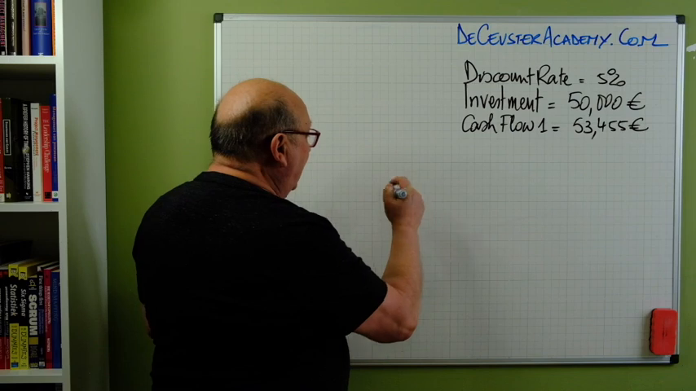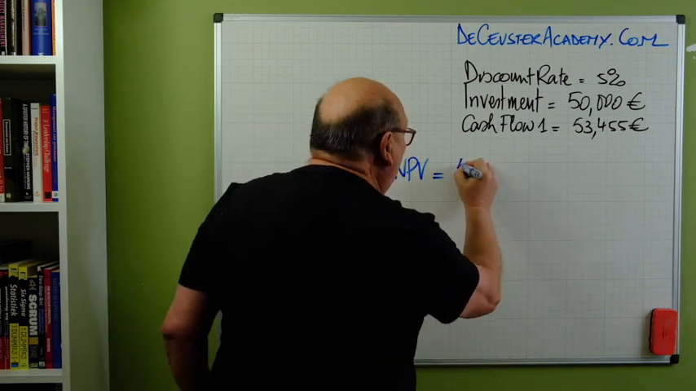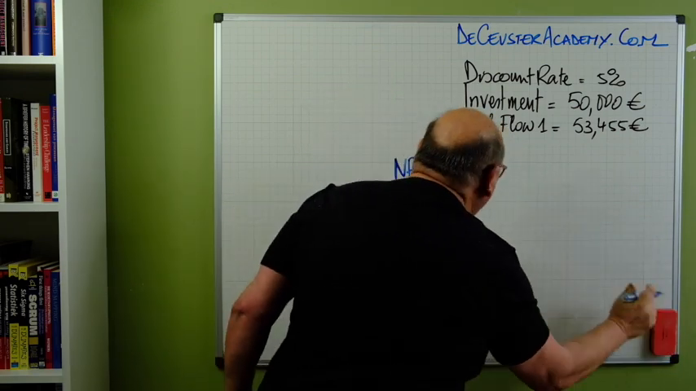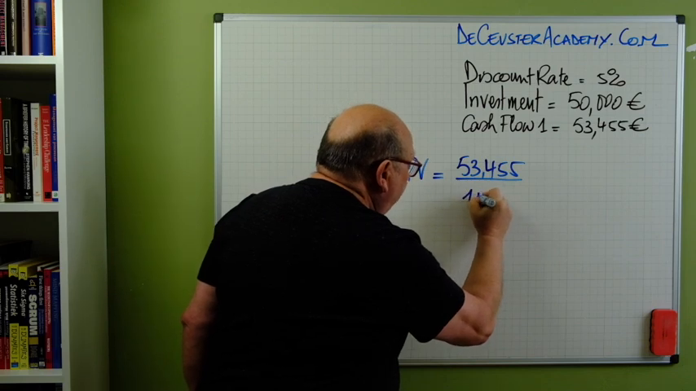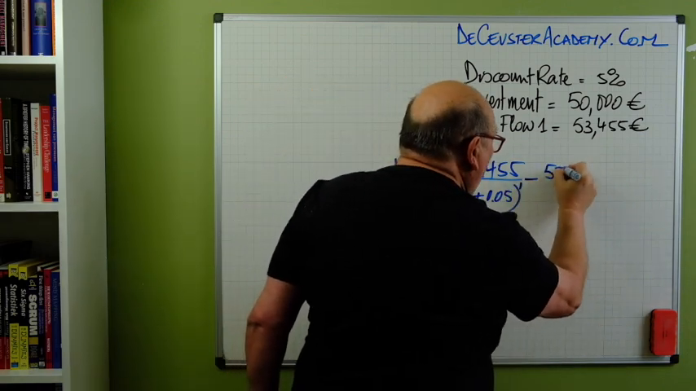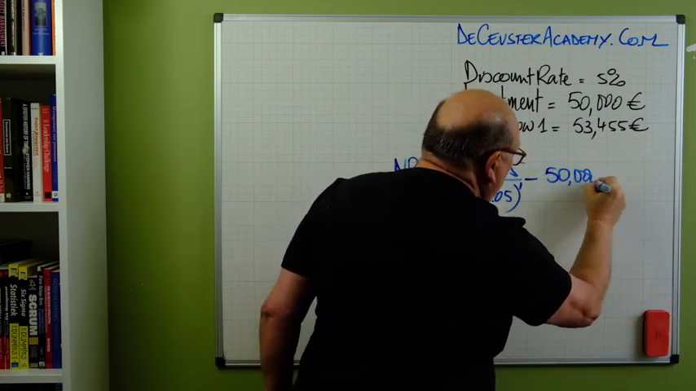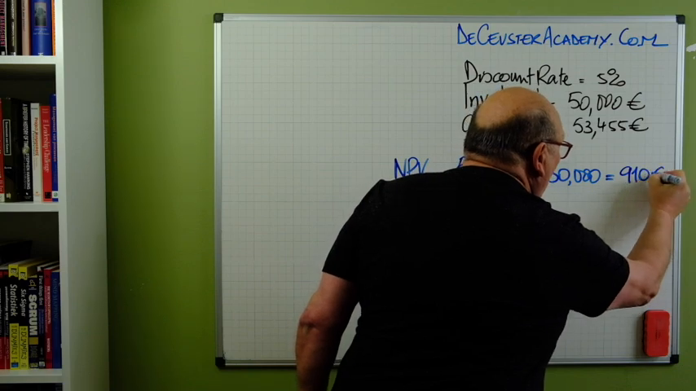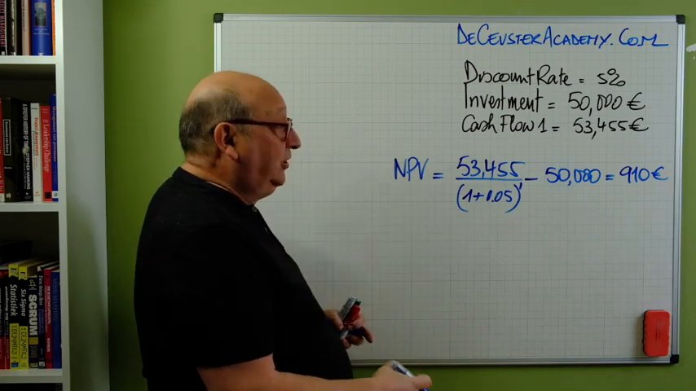The net present value in this case, NPV, is, we only have one cash flow, so that's the 53,455, and I divide this by a discount factor, 1 plus 0.05 to the power 1, minus 50,000 euro. And when I calculate this, I find a net present value of 910 euro. This is good. We have a positive net present value, which means that our project has a profit.